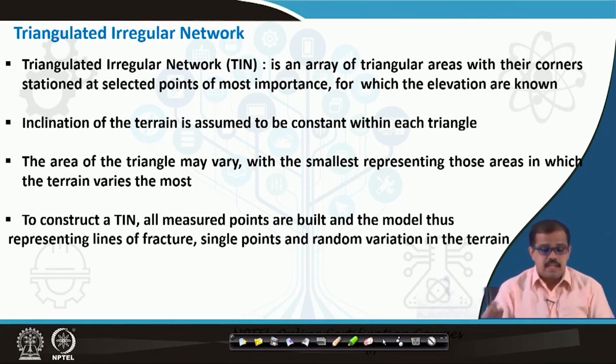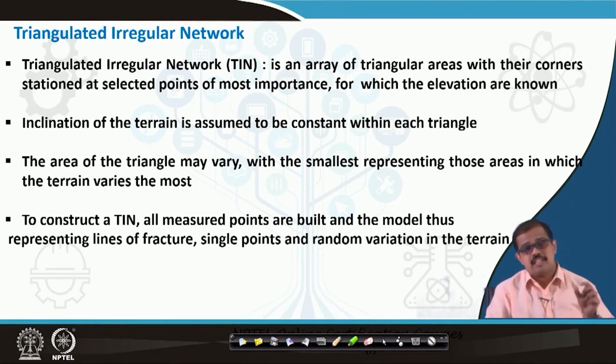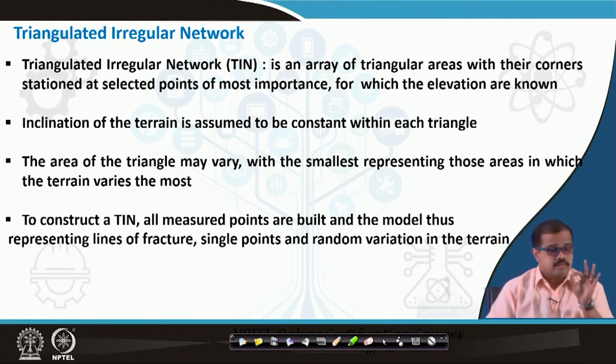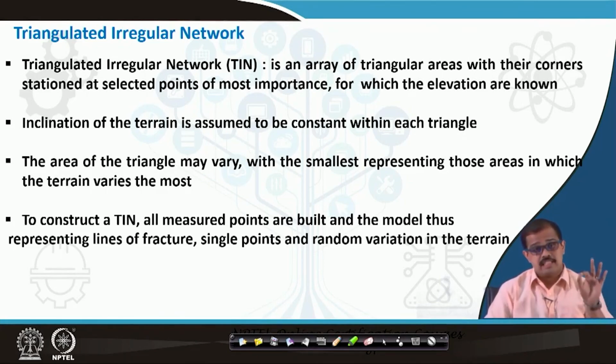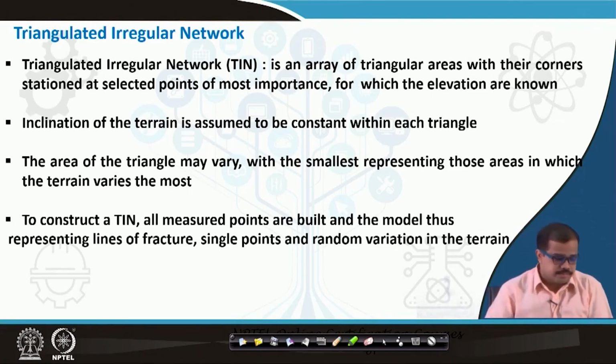The area of a triangle may vary, with the smallest triangles representing those areas in which the terrain varies the most. So when there are terrain values that are actually changing, that is where you have the smallest of the triangles. The largest of the triangles is where you have the least variation in the entire terrain.